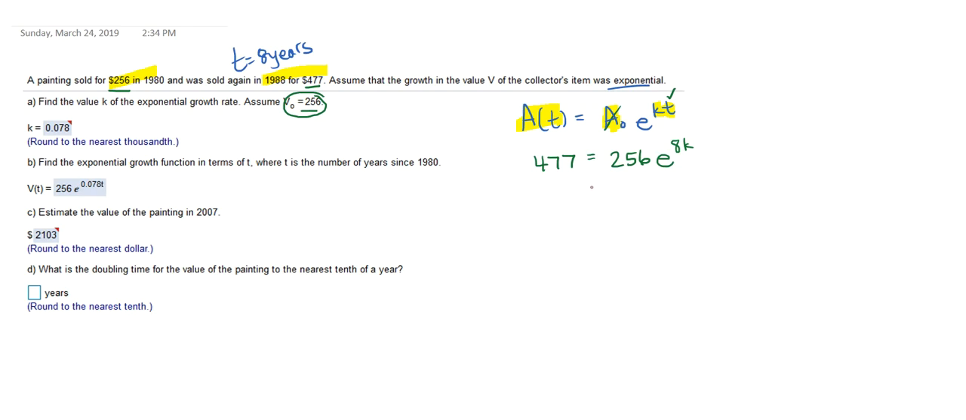We're going to solve this equation for k. First, we need to isolate e to the 8k. So I'm going to divide both sides by the coefficient 256. So 477 divided by 256 is a decimal, and it's 1.86328125. As you're solving these, it's a good idea to be very generous with how you round your decimals. Don't round to the 10th or the 100th because that can affect your precision. So I would suggest either writing the entire decimal or rounding to 5 or 6 places.